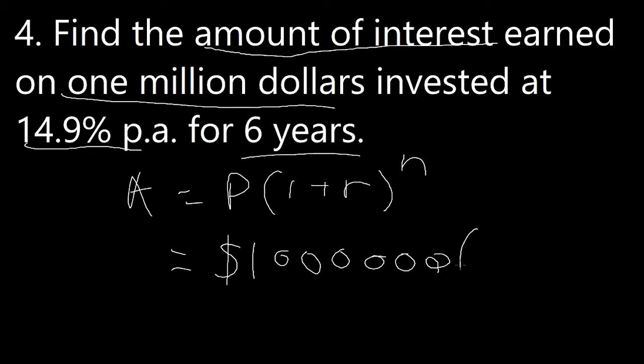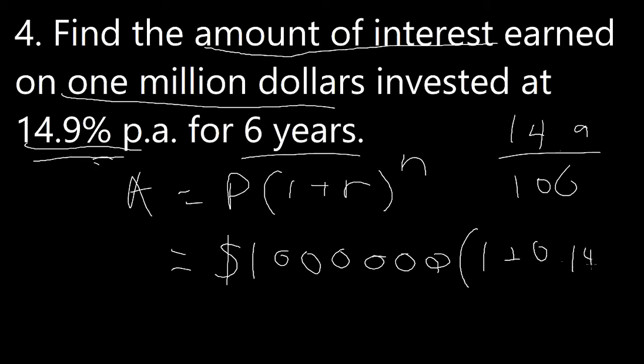So we got that, and now we got 1 plus, and remember we want this in decimal form, so we want 14.9 divided by 100 because it's percent. So that's going to give us 0.149, and that's going to be in years, that's per annum. And we're happy days because our time period is going to be 6, which is in years as well. So this is per annum, this is per annum, we're good to go.